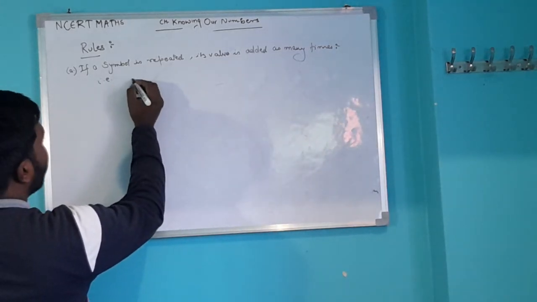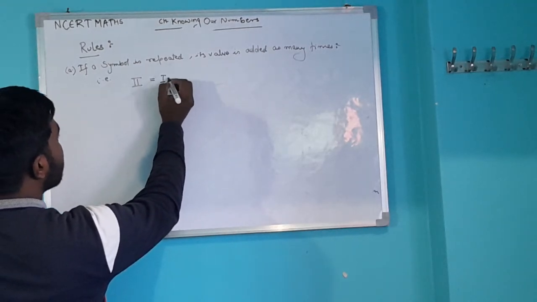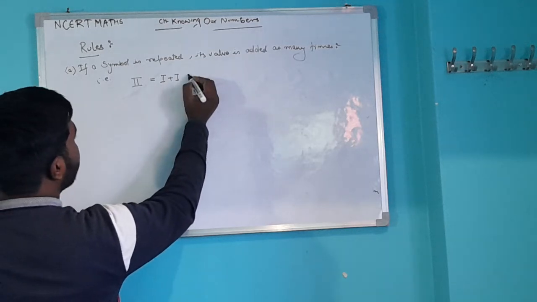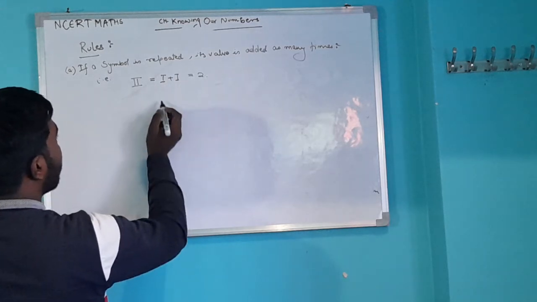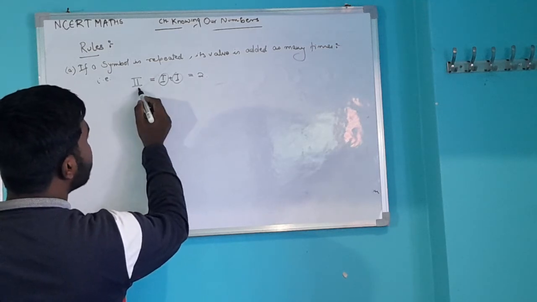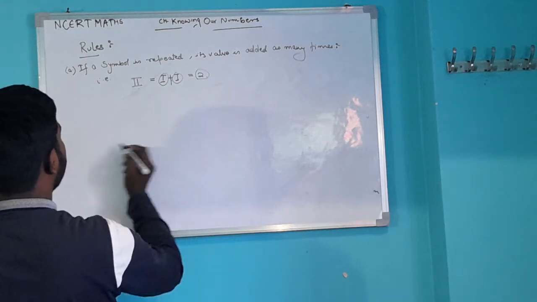If in Roman form we write it as II, which is part of this plus this. We get 2. Again, a symbol is repeated. These are the symbols which are repeated. Then these are added, and we get 2.